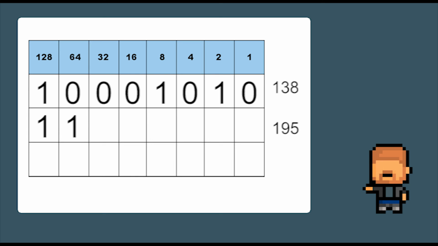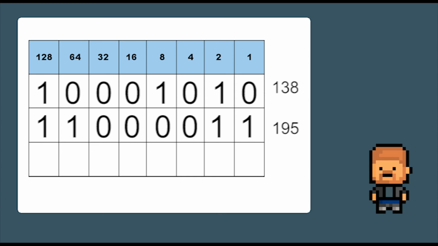Now, we can go through the 32s, the 16s, the 8s, and the 4s, but we know there's not going to be any in there, so we can just mark them all as 0. We then move along to how many 2s are there in 3, and there's 1. We now have 1 left. We then move along to how many 1s there are in 1, and there's 1. And that is our binary number.